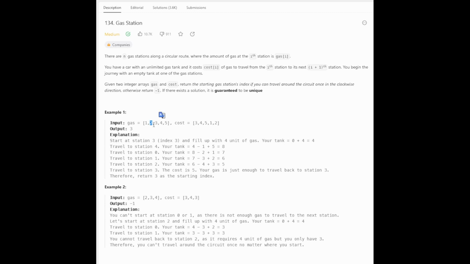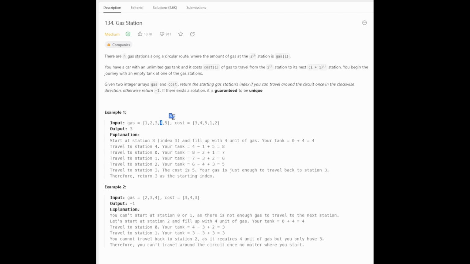So let's look at the second position. Can we start our loop there? Here we can get 2 gallons of gas, but the cost to move to the next station is 4. So again, this is not a valid starting position. I'm going to skip index 3 for now because it tells us that the answer is 3, but let's look at another wrong answer, and we'll get back to 3.